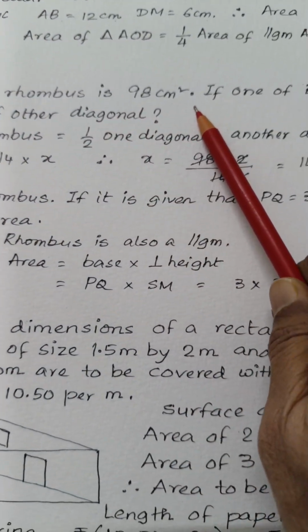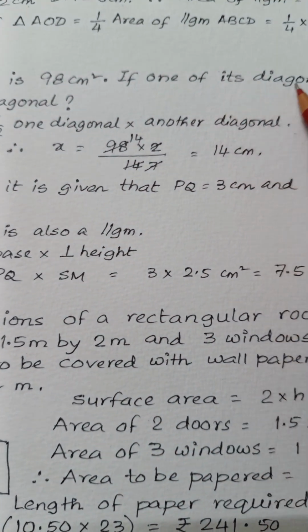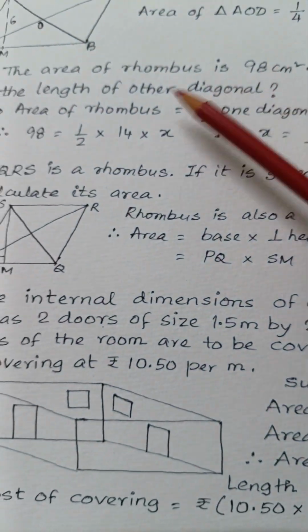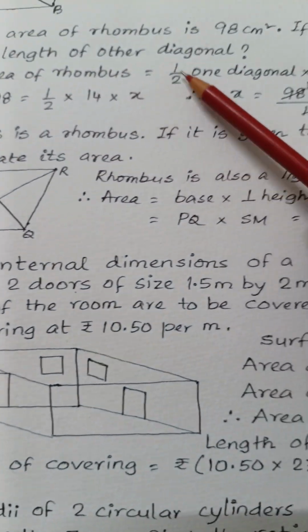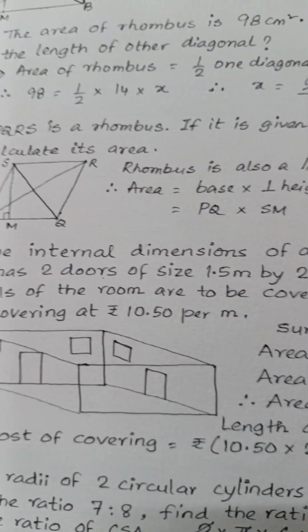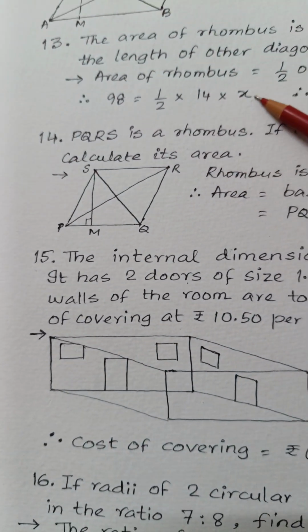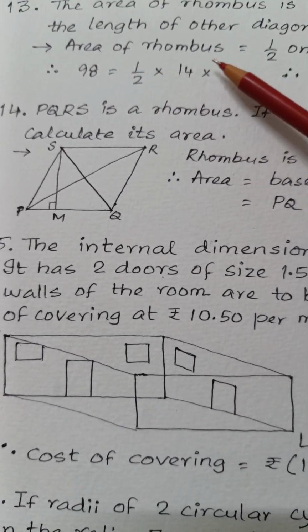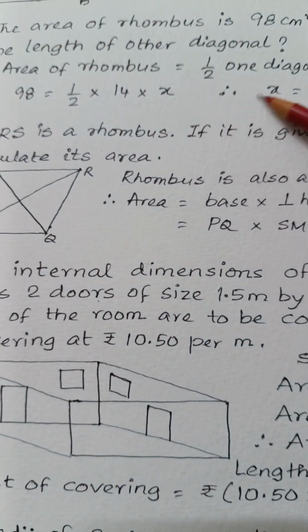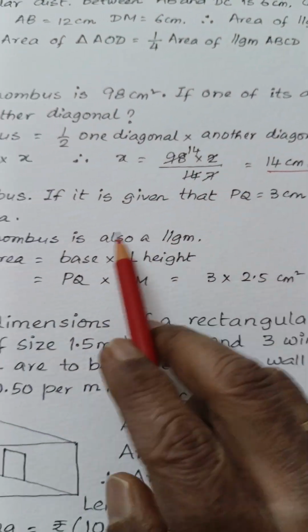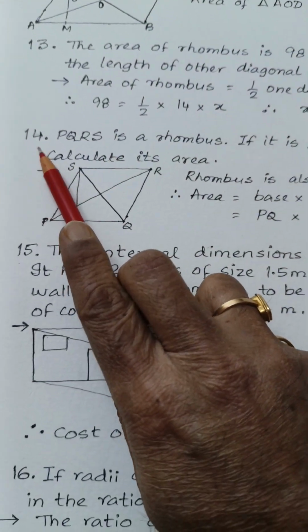Number 13. The area of a rhombus is 98 square centimeter. If one of its diagonals is 14 centimeter, what is the length of the other diagonal? As we know that area of rhombus is equal to half into product of diagonals, means one diagonal into another diagonal. Therefore, let another diagonal be x. So half into 14 into x is equal to 98. Therefore, x is equal to 14 centimeter.